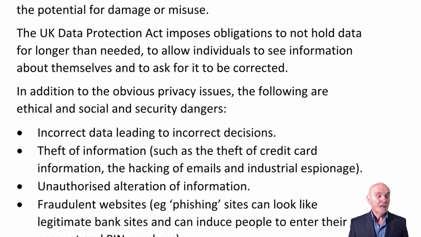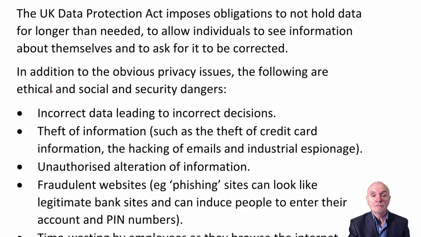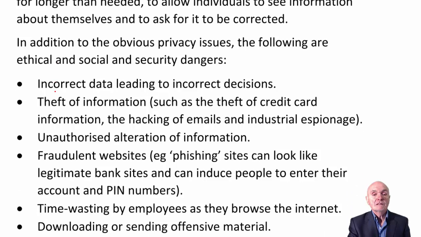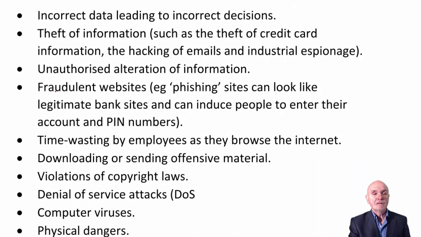By and large, you can't see the information held on you by the police. You can't see information held on you by the security services, but you're allowed to see information held on you by credit reference agencies and so on. And you're allowed to ask for it to be corrected if you find out it is wrong. So here we have a list of the sort of potential dangers. Incorrect data leading to incorrect decisions about people.